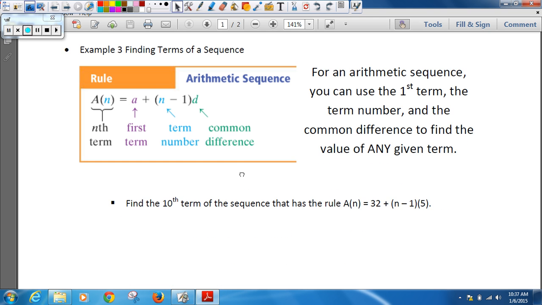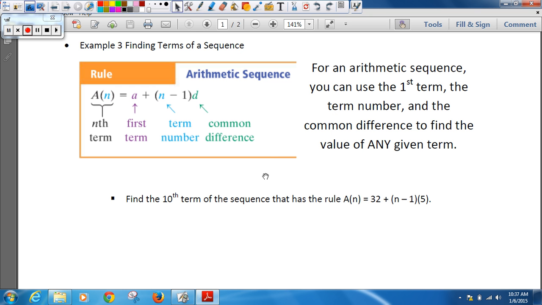Example number 3 then is, if you have an arithmetic sequence, you can basically find any term you want by using the following formula. For an arithmetic sequence, you can use the first term, the term number, and the common difference to find the value of any given term. So you will need this rule right here. I would suggest putting it on a note card to make it easy to find and able to use on a quiz and test.